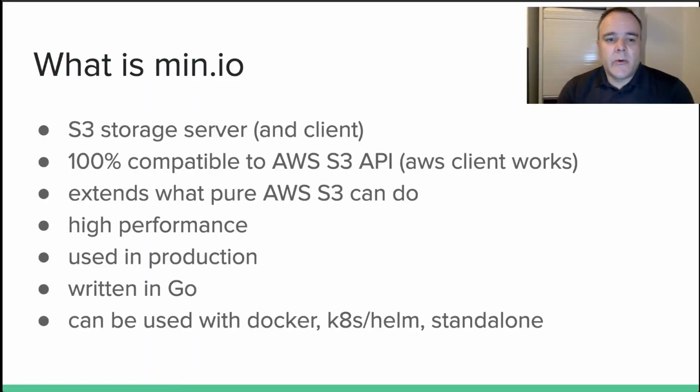What is minio? It's an S3 storage server and a client. It's 100% compatible with the AWS S3 API and the AWS client works with it. It extends what a pure AWS can do. It's high performance, it's used in production, it's written in Go, and can be used with Docker, Helm, Kubernetes, standalone, and other options.